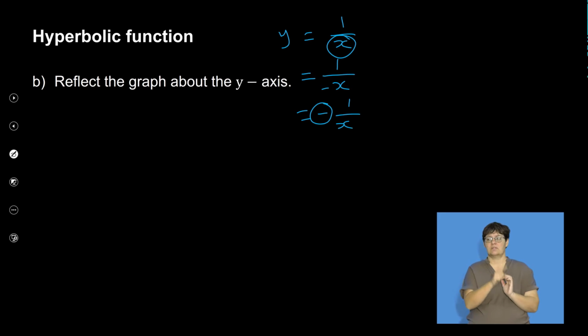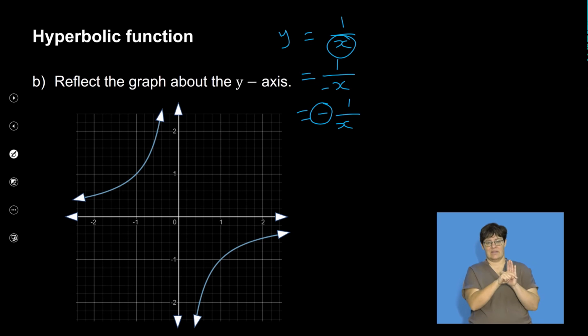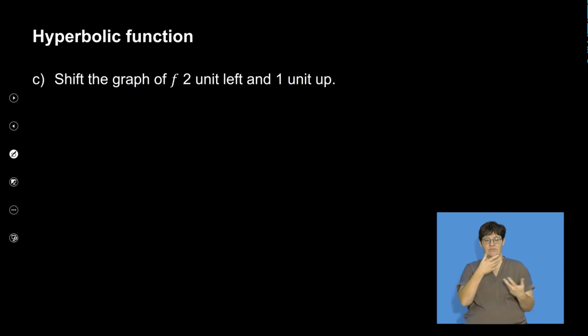So now the value of a is negative, which means second and fourth quadrant, right? So that's where it will now be. It will still be the same graph, but in the different quadrants. Then we need to shift this 2 units left and 1 unit up.